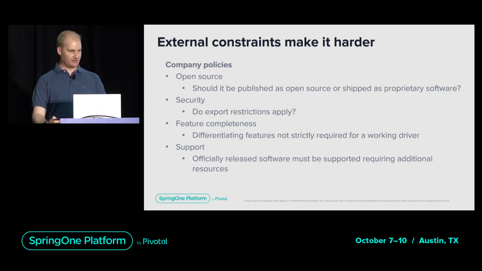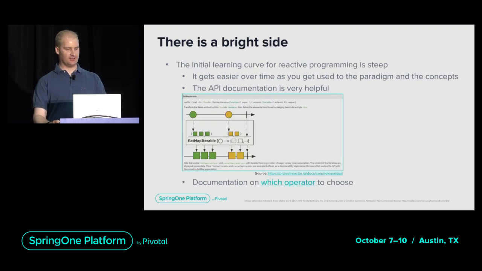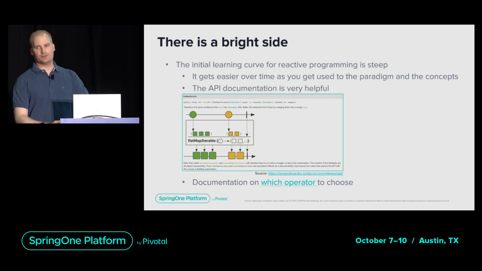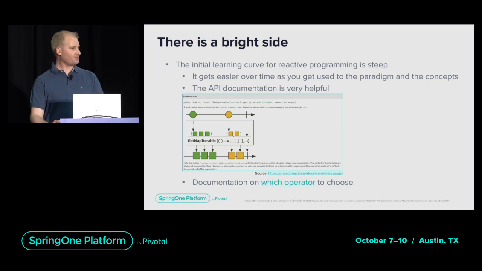OK, so until now, I've highlighted mostly problems, but actually, it's not all that bad. For example, as far as reactive programming is concerned, the initial learning curve is steep, but one thing is it gets easier over time. As you get used to it, you make better decisions, what to call, how to combine the different operators. And also what I like is that the API documentation of Project Reactor is really good. So here's an example for the flatMapIterable method.